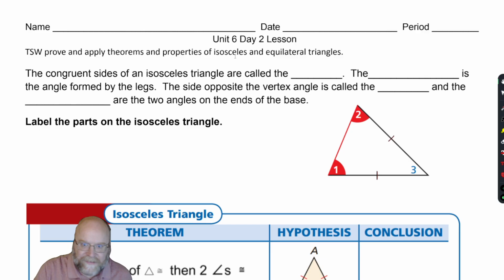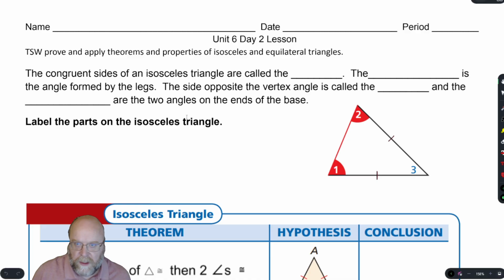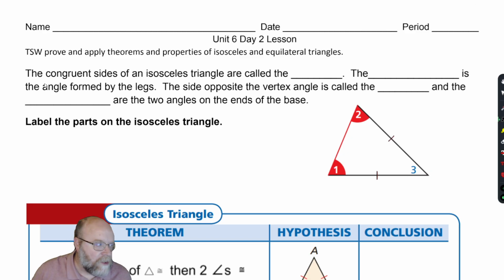We're going to learn about some triangles today. We're going to talk about isosceles triangles and equilateral triangles. Talked a little bit about it in the last one, but we're really going to get into it this time. Okay, so let's get started. Hopefully, you have your notes.